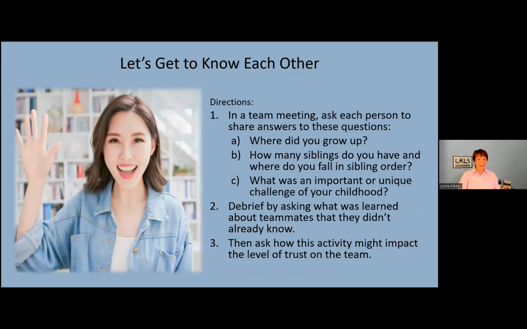In a team meeting, each person has to answer these 3 questions. Where did you grow up? How many siblings do you have, and where do you fall in sibling order? And what was an important or unique challenge in your childhood? Let everybody do it. Everybody participates, and then you debrief by asking, what did you learn about your teammates that you didn't already know? This usually results in some laughter and fun.